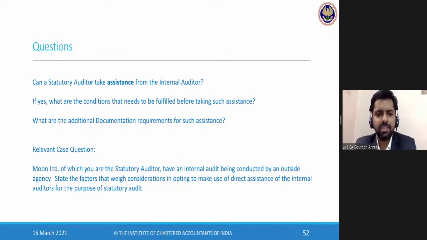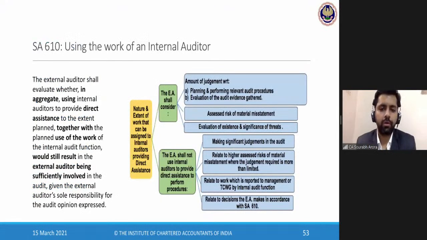This is the relevant case question, just reiterating the questions that we have discussed. So yes, statutory auditor can use the work of an internal auditor. But can the statutory auditor use the work of internal auditor in all the cases? Can he use the internal auditor to make significant judgments in the audit and in relation to decisions that the external auditor makes in accordance with standard auditing 610, or regarding the matters that are to be reported to those charged with governance? No, he cannot. So we'll discuss the exception list, what the external auditor cannot take help for from the internal auditor, and in the remaining responsibilities, the assistance can be taken.